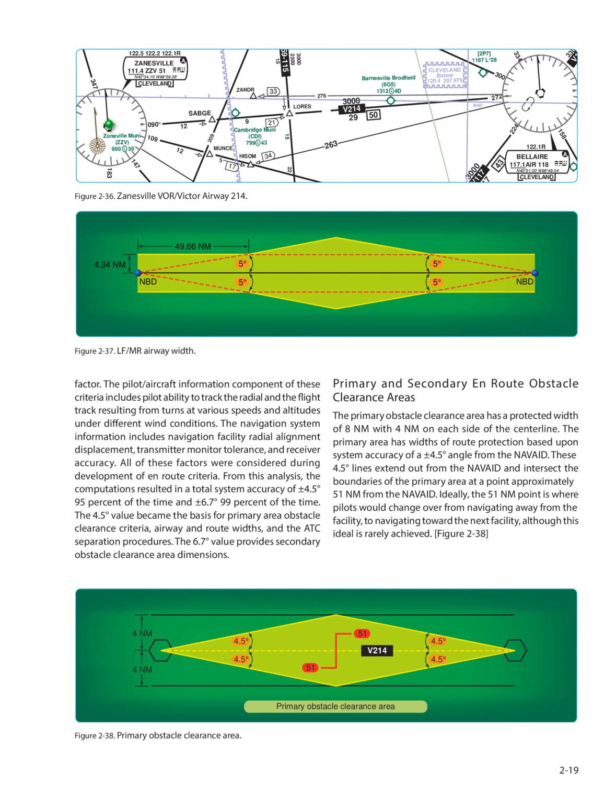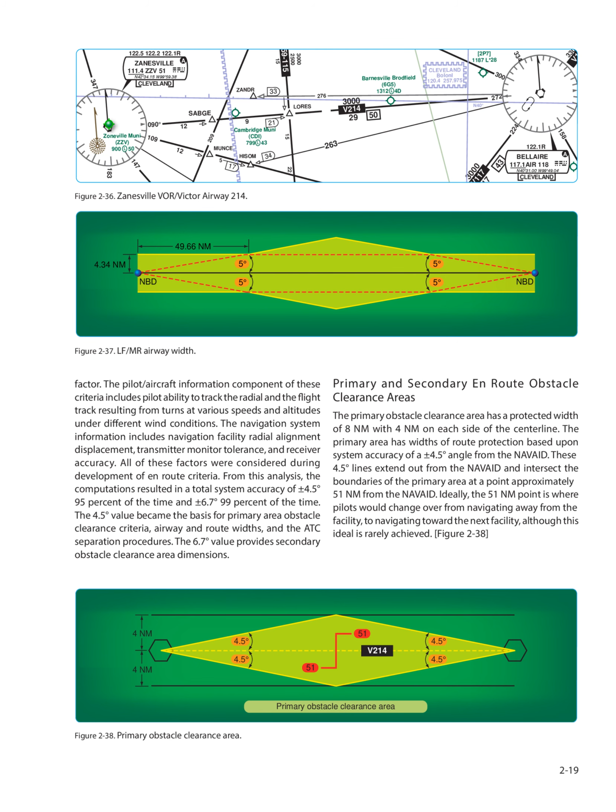Primary and secondary en-route obstacle clearance areas. The primary obstacle clearance area has a protected width of 8 nautical miles with 4 nautical miles on each side of the center line. The primary area has widths of route protection based upon system accuracy of plus or minus 4.5 degrees angle from the NAVAID. These 4.5 degrees lines extend out from the NAVAID and intersect the boundaries of the primary area at a point approximately 51 nautical miles from the NAVAID. Ideally, the 51 nautical miles point is where pilots would change over from navigating away from the facility to navigating toward the next facility, although this ideal is rarely achieved.